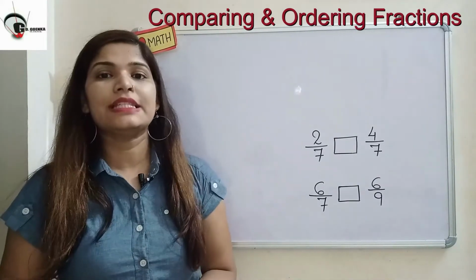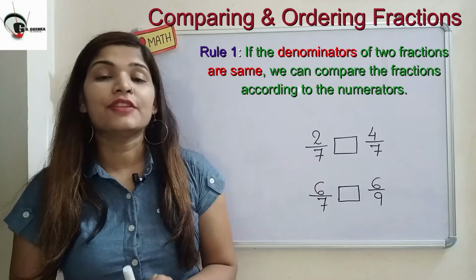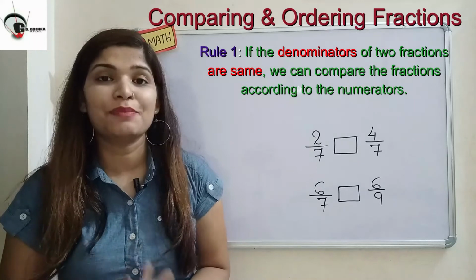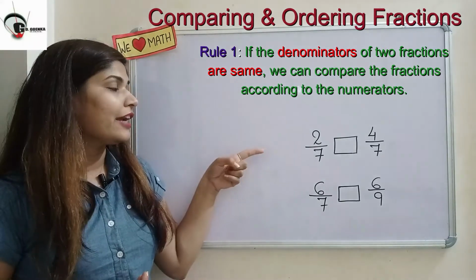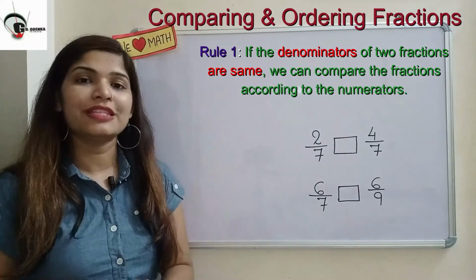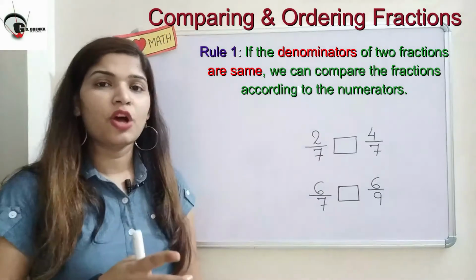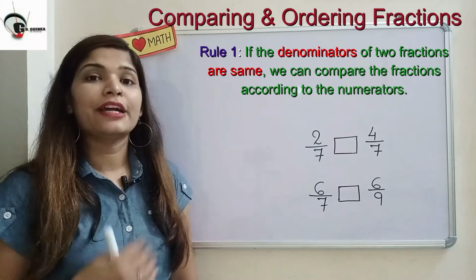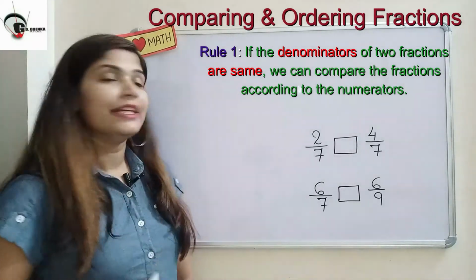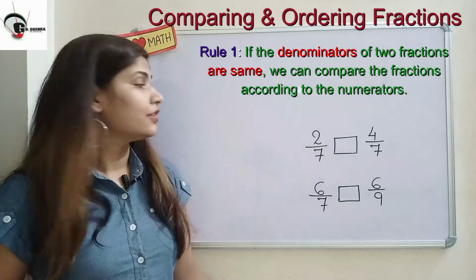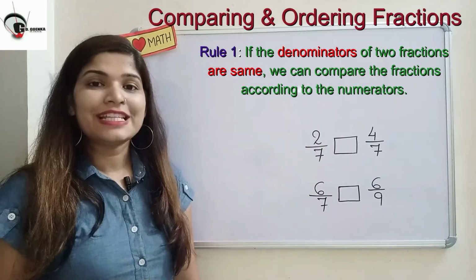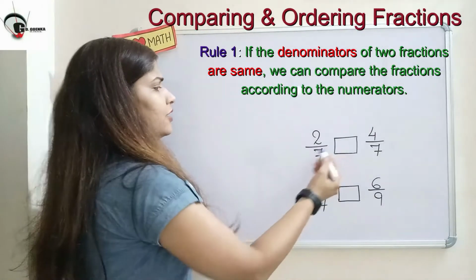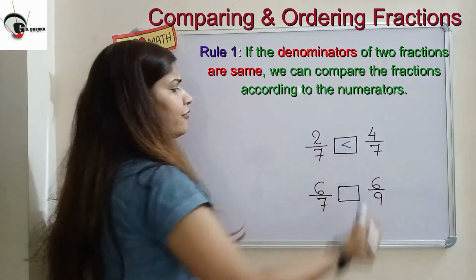Rule number 1 says that whenever we have like fractions with us, like fractions means the fractions which have the same denominator, as we have given here, 2 upon 7 and 4 upon 7. So here we have the same denominator, that is 7. In this, we can simply judge by comparing the numerators. The first numerator is 2 and the second numerator is 4. So we can easily find out that 2 is smaller than 4.